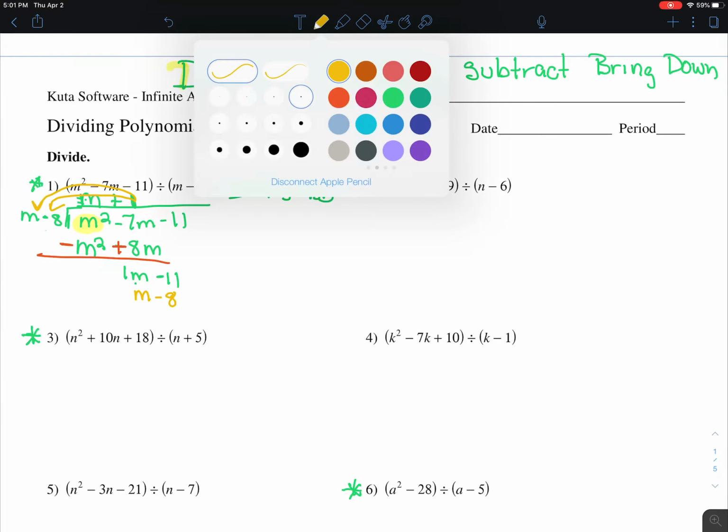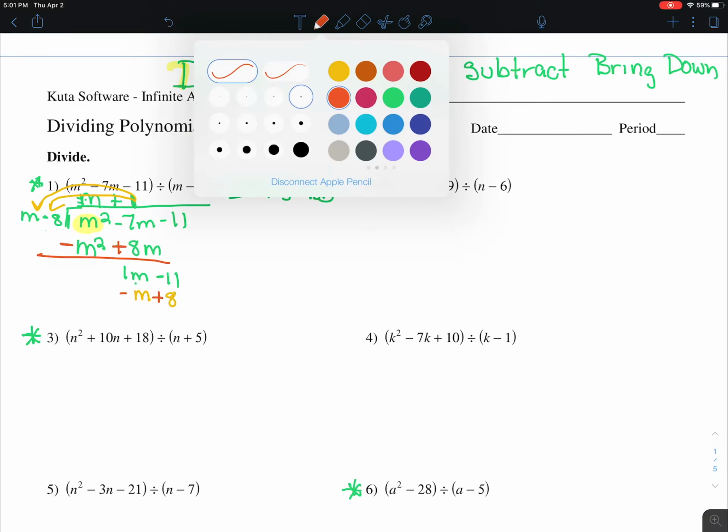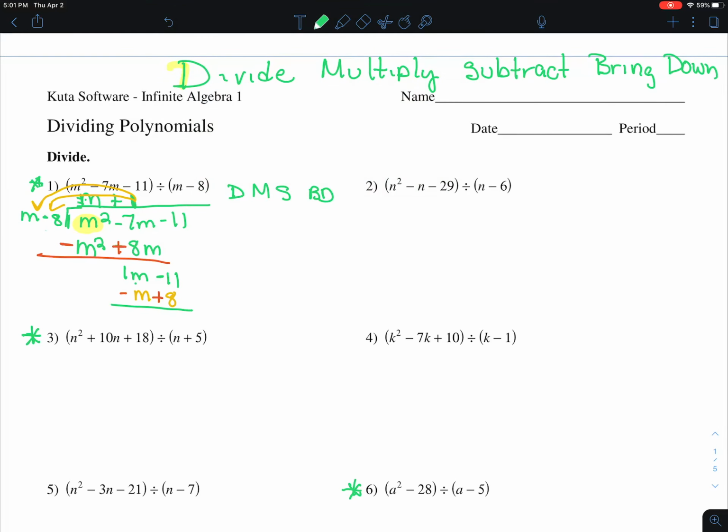Then I subtract. So remember, when I subtract, I change the signs and add. So subtraction is just changing the signs and adding. So when I add those together, that zeroes out, and then I'm left with -3 as my remainder.